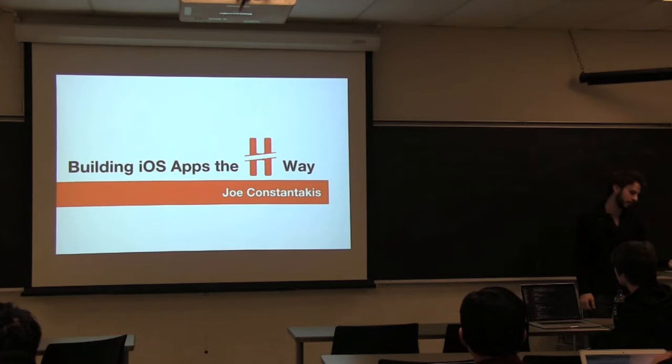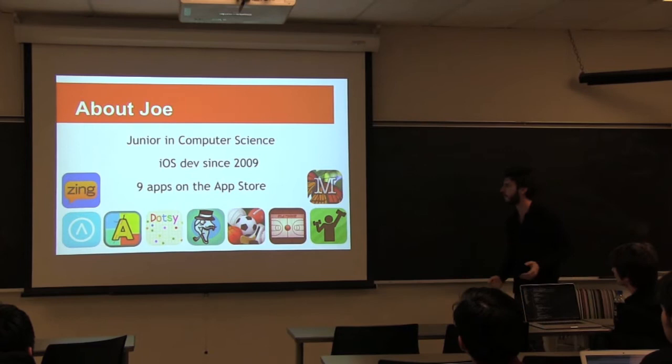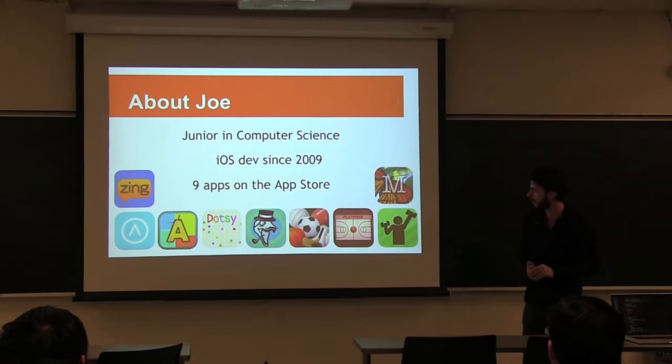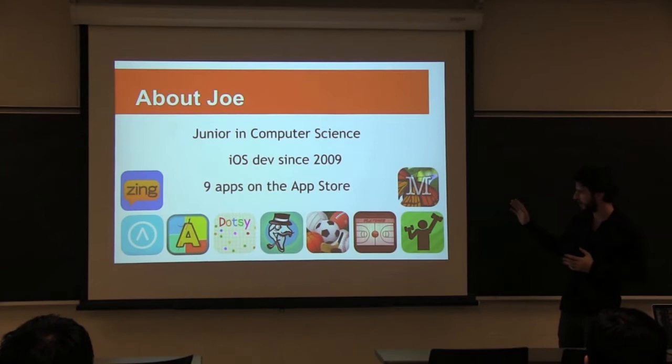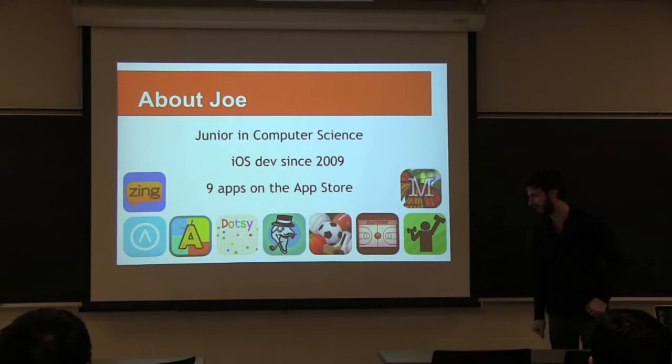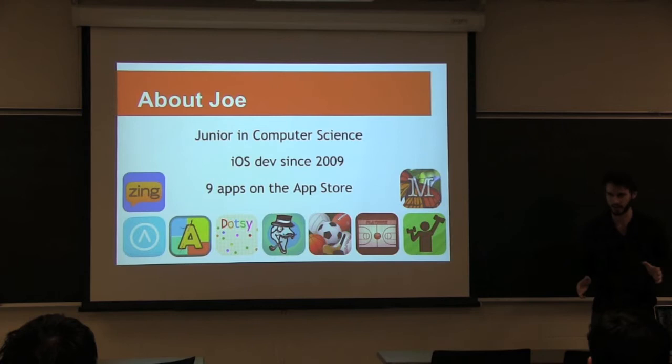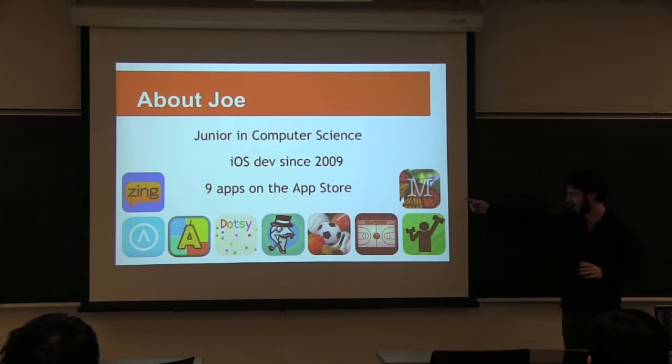So a little bit about me. I'm Joe. I'm a junior in computer science. I've been working with iOS since 2009. I've got 9 apps on the App Store. There's a huge difference between the code in the first app that I wrote and the code in the app that I most recently wrote. And I think that that's a huge part of what I'm going to be talking about today, is how to make sure you don't write code that is as bad as this first app that I wrote.